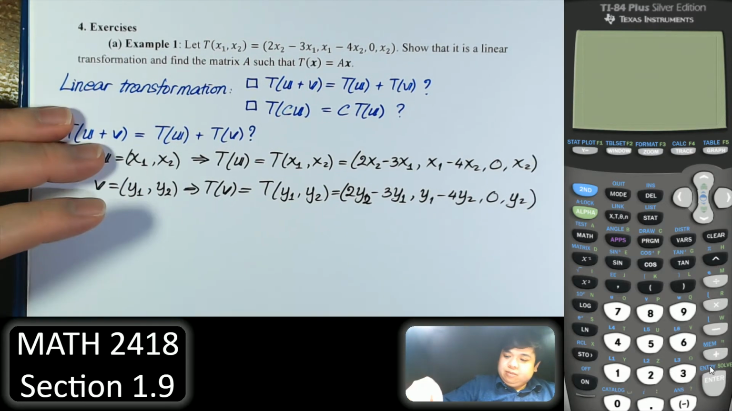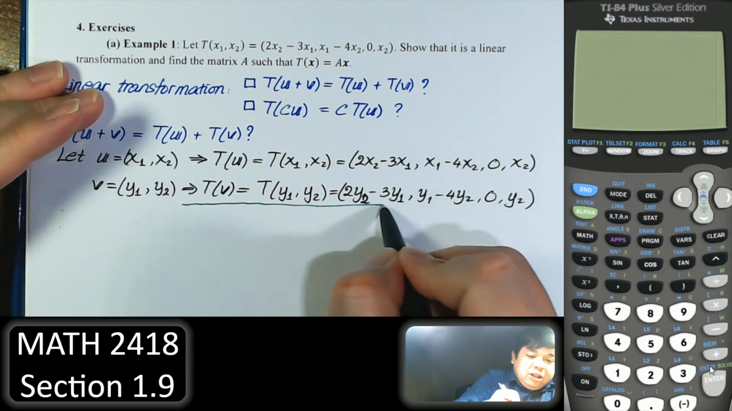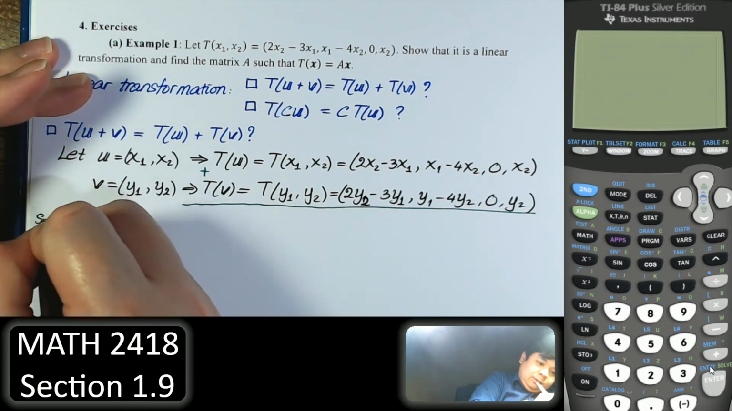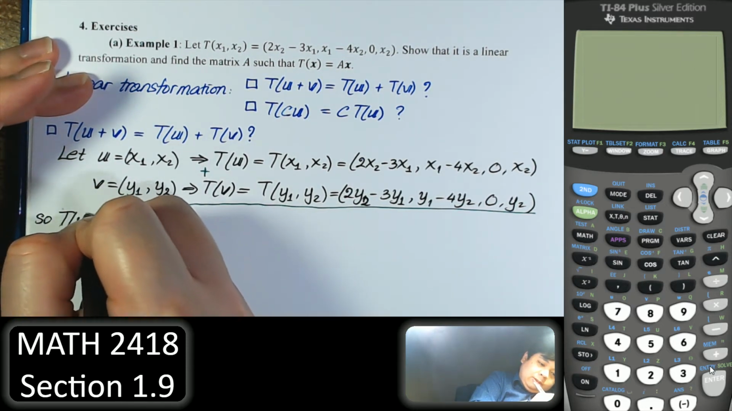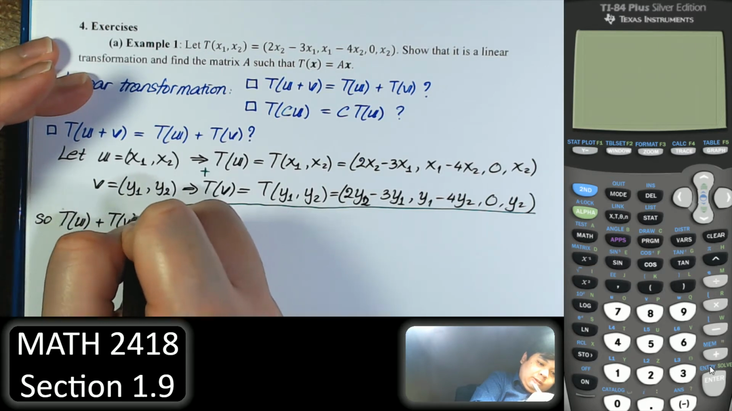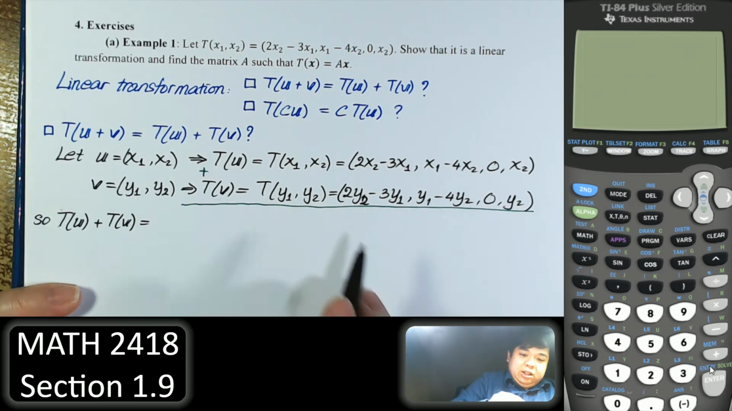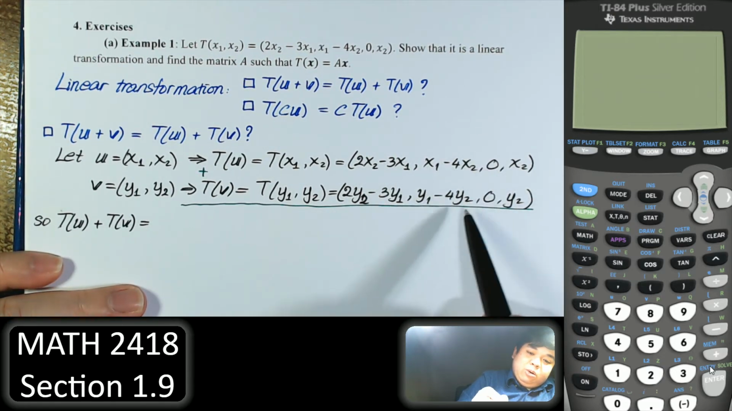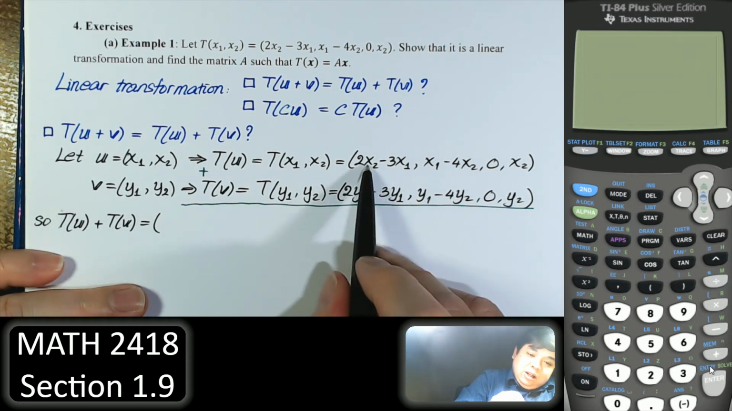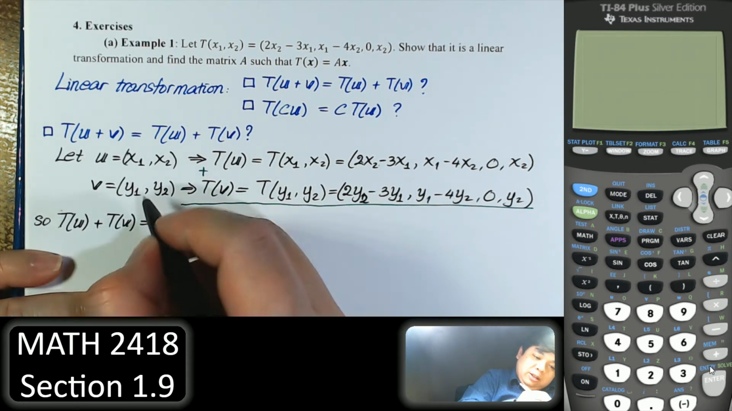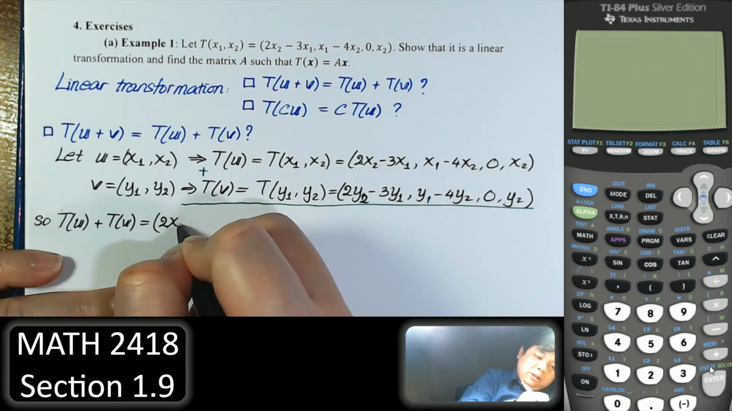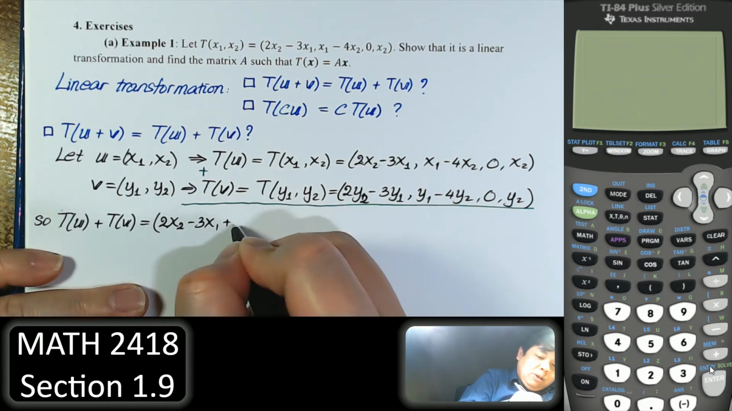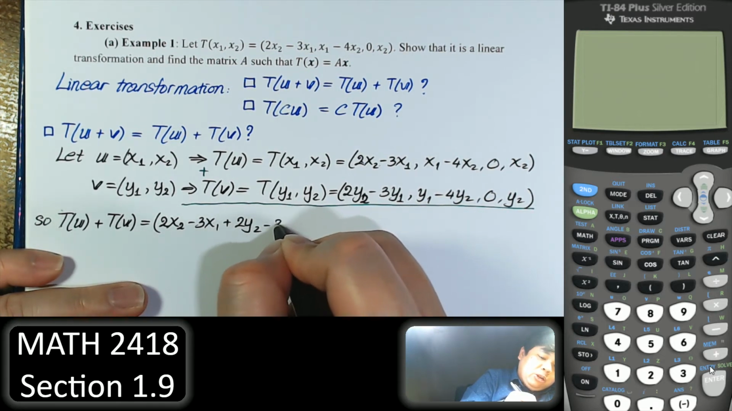Let's do that later. What we do now is just add these two. So we add T of u and T of v. Of course, when we add this, we can just add the components, right? So 2x2 minus 3x1 plus 2y2 minus 3y1.